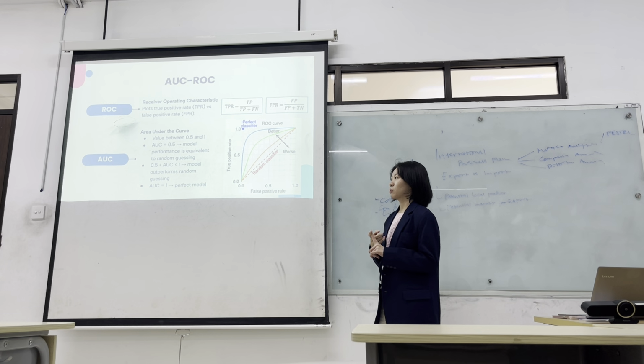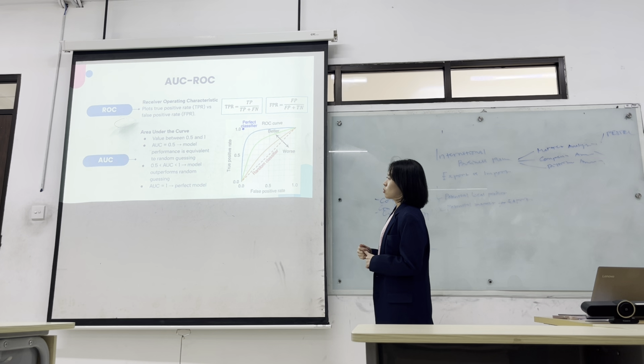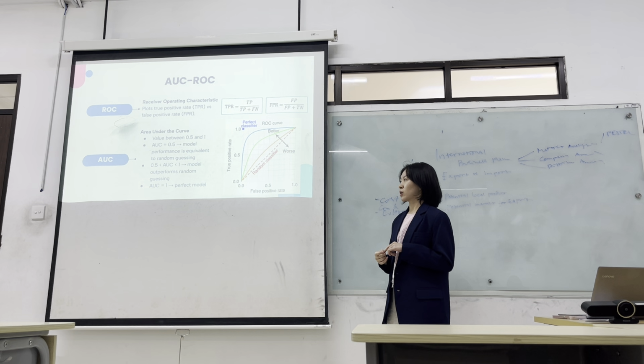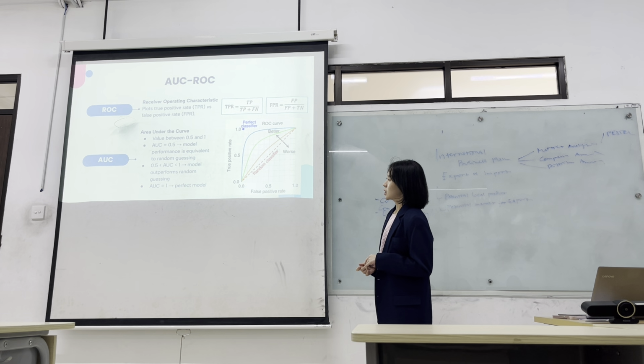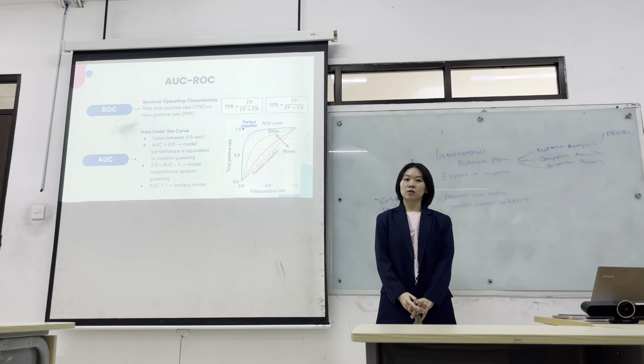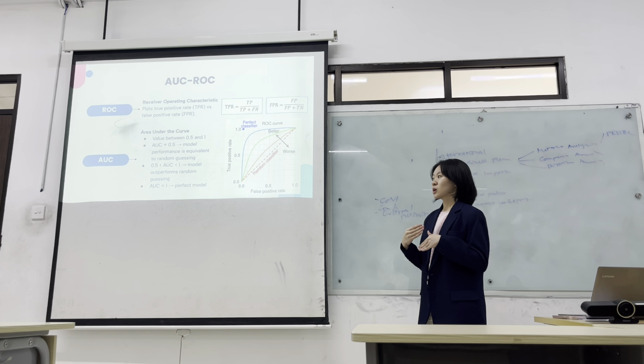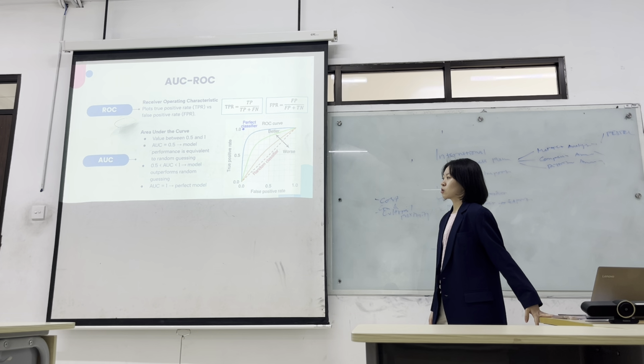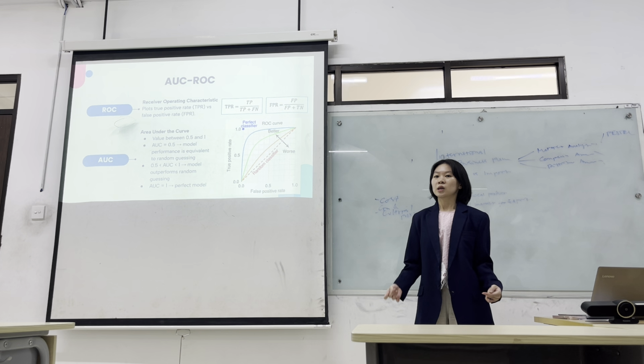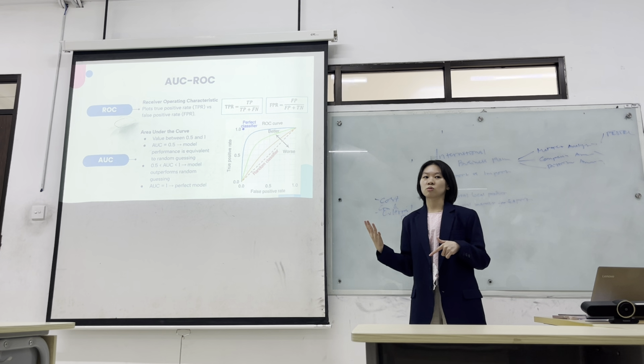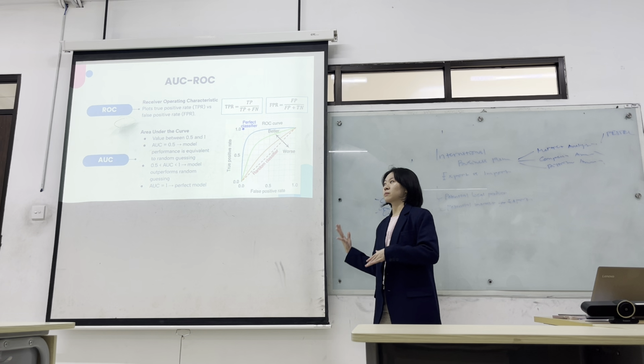And then for AUC, or area under the curve, the value can be between 0.5 and 1. When AUC equals 0.5, the model performance is equivalent to random guessing. When 0.5 is less than AUC which is less than 1, the model outperforms random guessing, and when AUC equals 1, it's the perfect model. So the closer the AUC is to 1, the better the model.